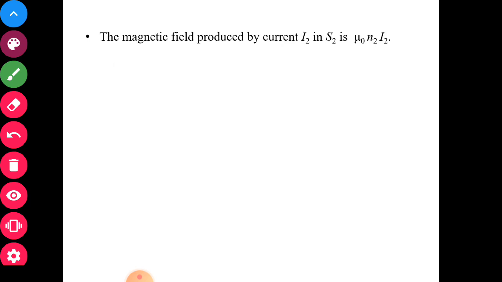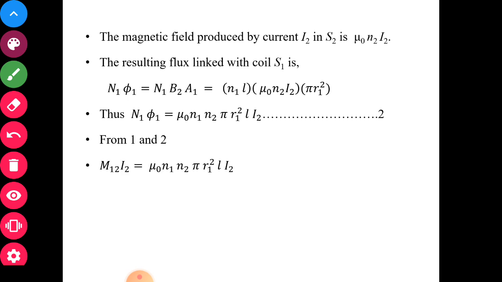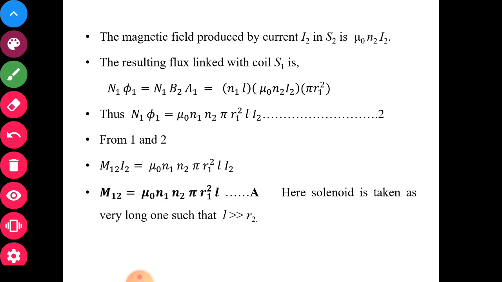So both the equations can be compared now. It is very easy to understand. M12 I2, the right hand side of our first equation, is giving you N1 phi 1 only. This is also giving you N1 phi 1. So both can be compared, and this I2 can be cancelled out. So M12 is equal to mu 0 N1 N2 pi R1 square into L. So this is the mutual inductance, or rather inductance of first with respect to second. This is our result number A.